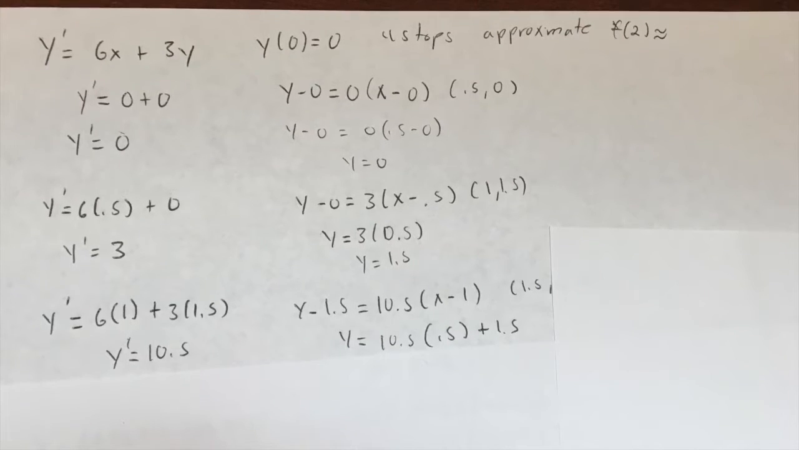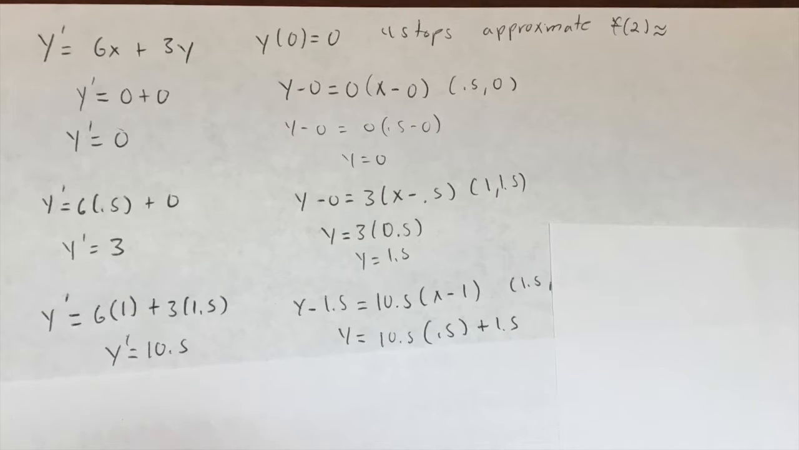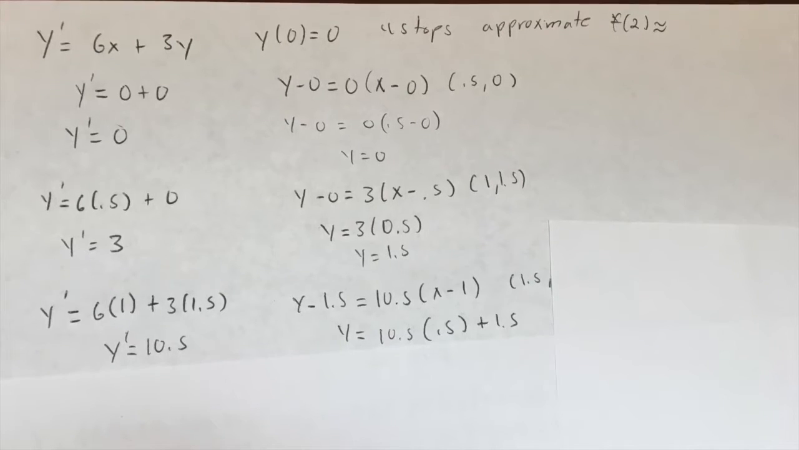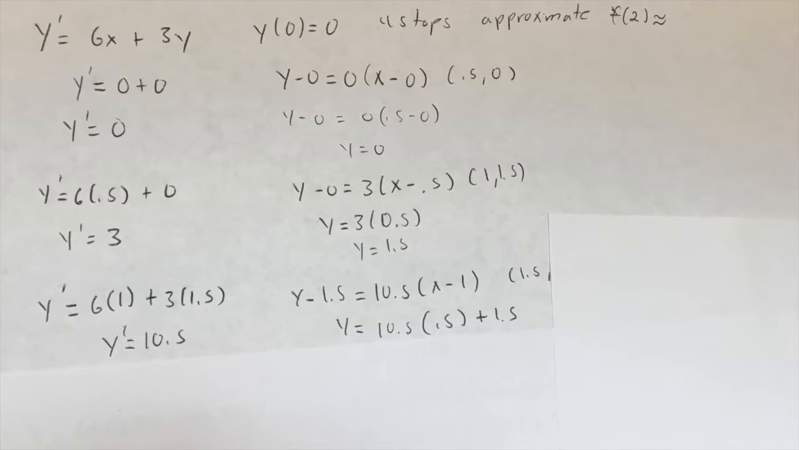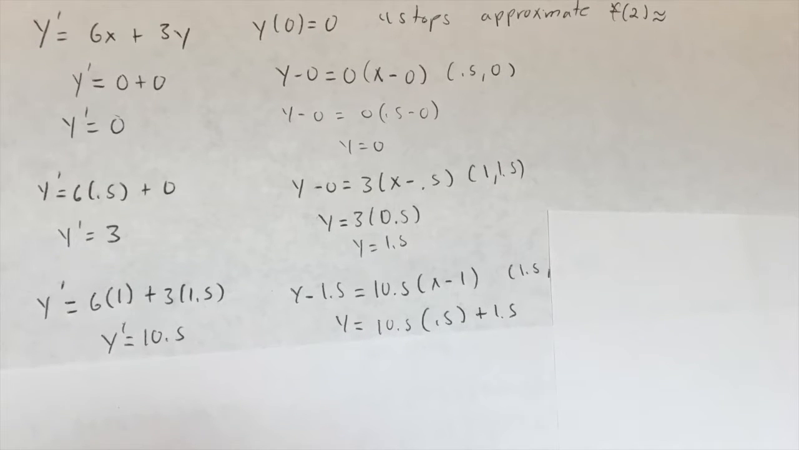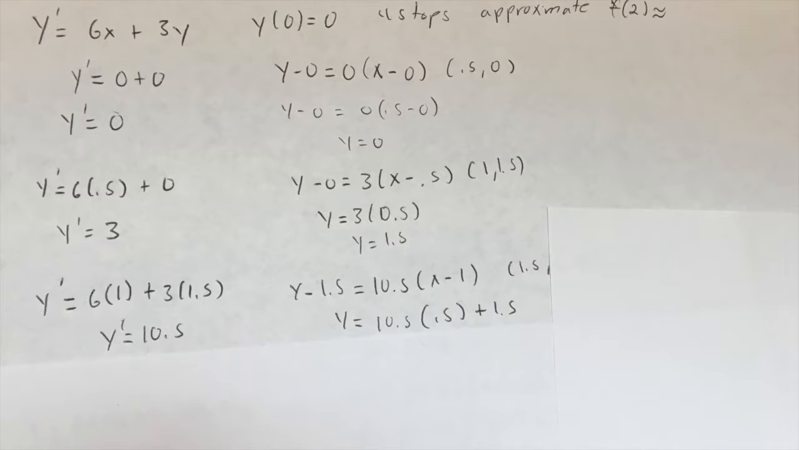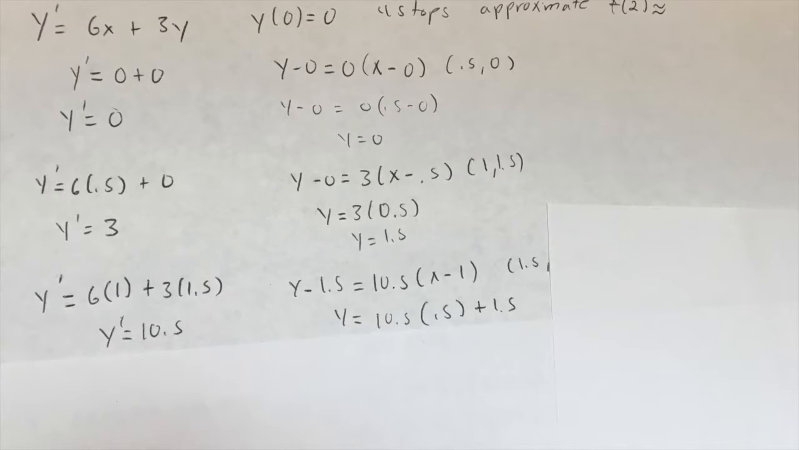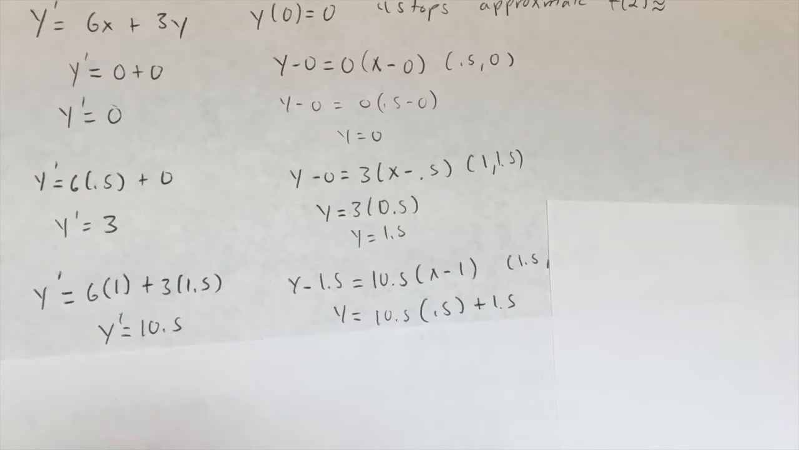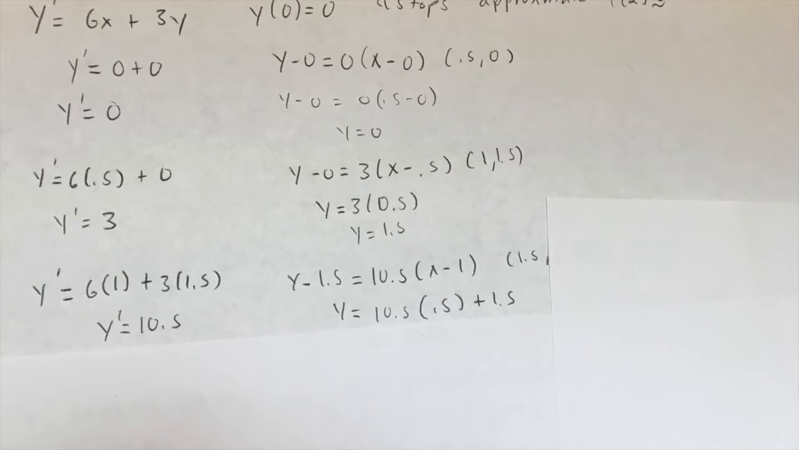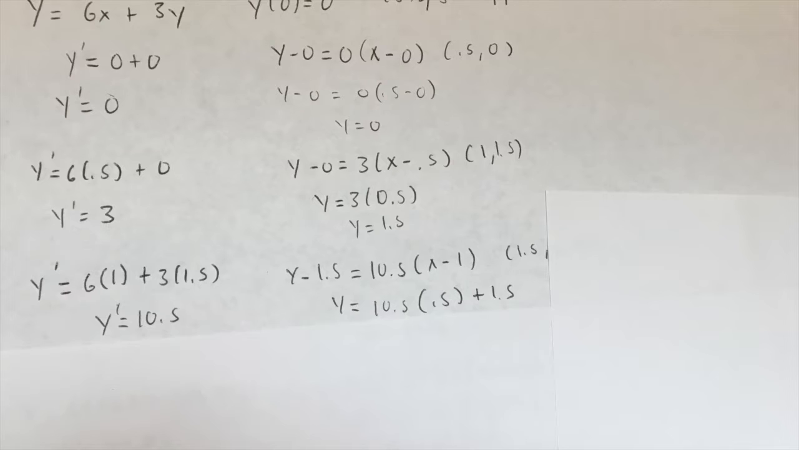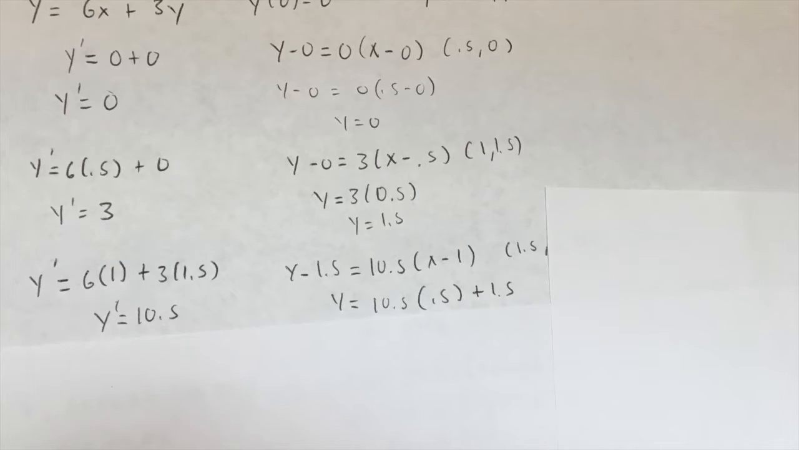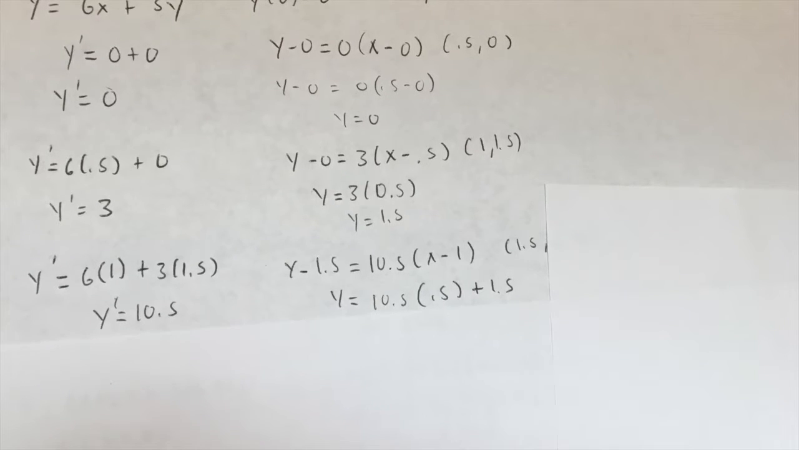Then you find the point slope equation for the second one. So you just plug in the x, y value that you got from the first step and plug it into the point slope form. You get y minus 0 equals 3 times x minus 0.5. When you plug in the coordinates 1, because that's your next step, y equals 3 times 0.5, and ultimately y equals 1.5. Now, your next coordinate will be 1, 1.5.